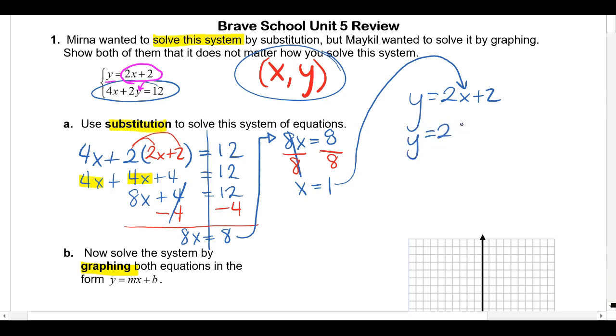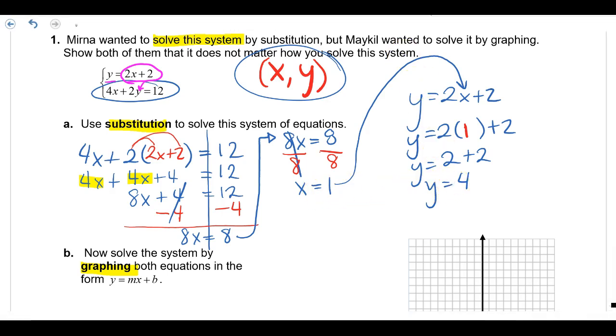So now remember, when we plug in, we write parentheses. And I plug in a 1. Now it's going to be 2 times 1 is 2, plus 2. And then y equals 2 plus 2, which is 4. Great, you found x, now you found y. But we're still not done.